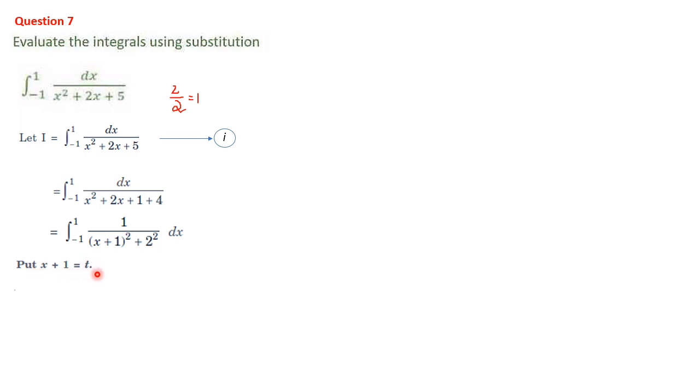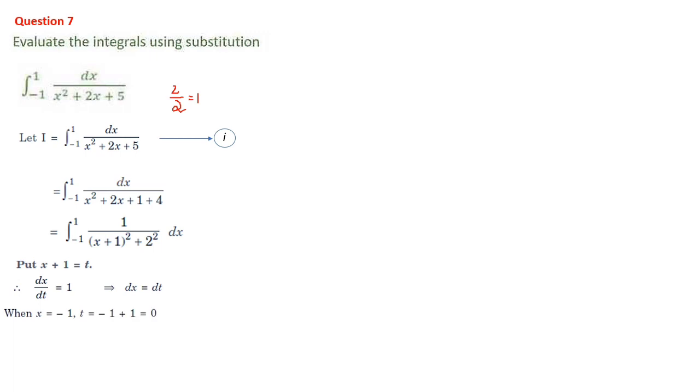So put x plus 1 is equal to t, then take the derivative: dx by dt is equal to the derivative of t with respect to t, that is 1. From here we need to calculate dx. So dx is equal to, cross multiplying, 1 into dt, that is dt. So dx is equal to dt.